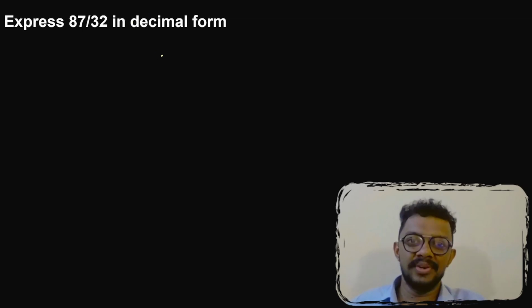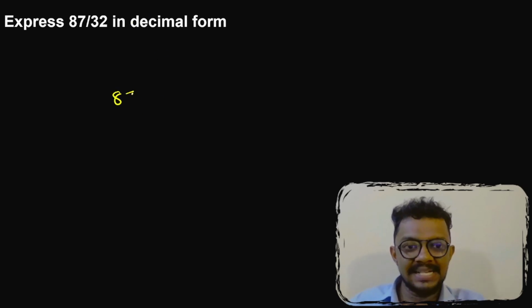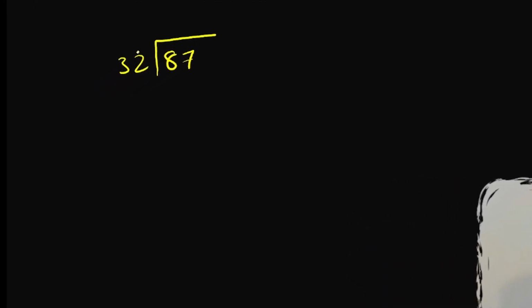I will give you one more example. Express 87 by 32 in decimal form. How can I do that? 87 divided by 32. In 87, how many 32s are there? Probably 2. 2 into 32, 64. Remainder 23. Now, there is no number to bring down. I will bring down an extra 0 on this spot. I will give a decimal.